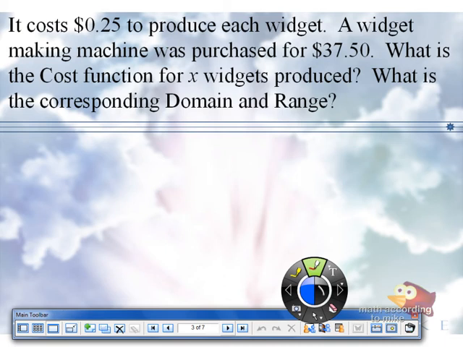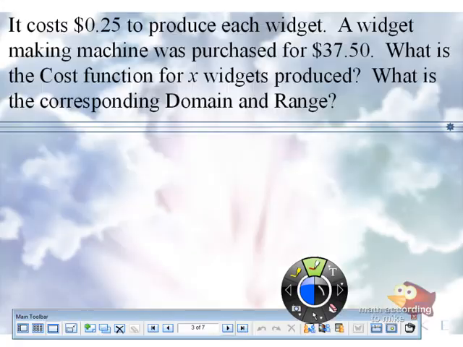It costs 25 cents to produce each widget. A widget making machine is purchased for $37.50. I'm glad I was not standing right there. What is the cost function for X widgets produced?